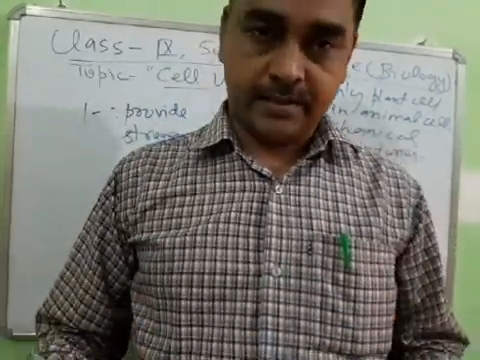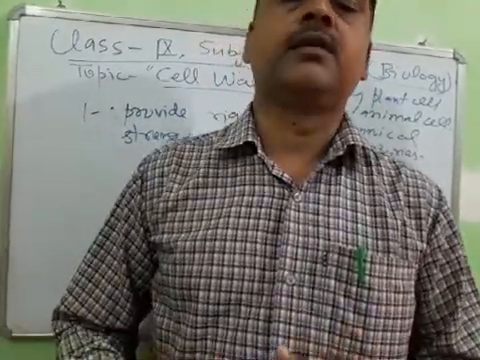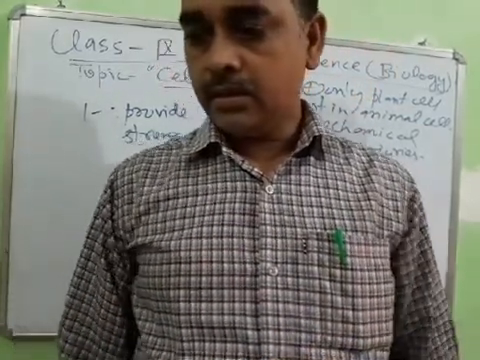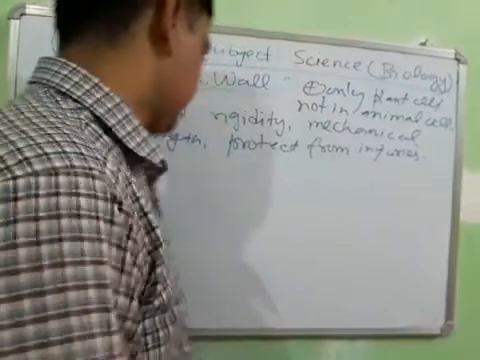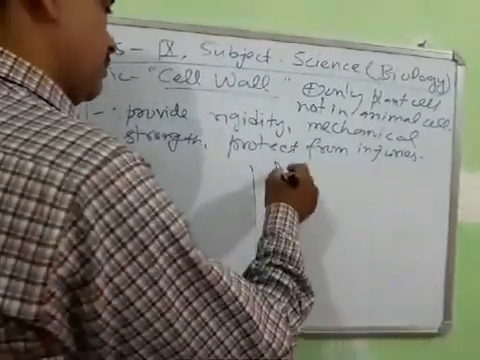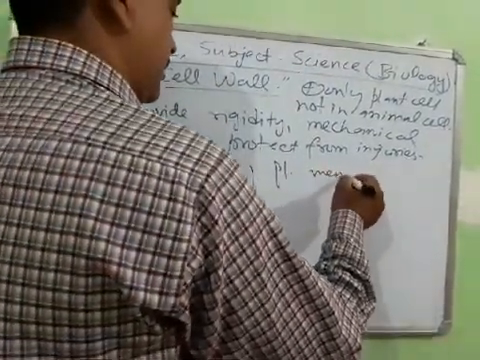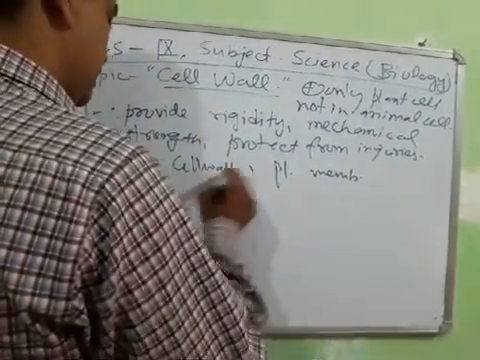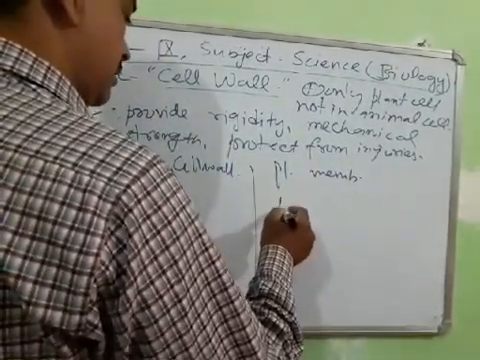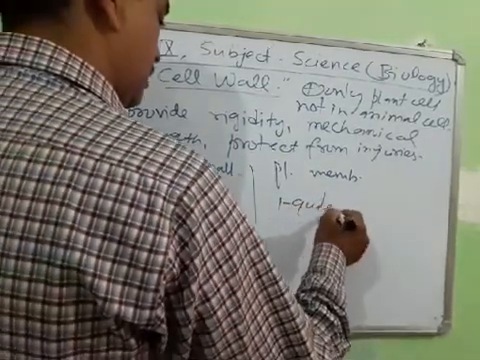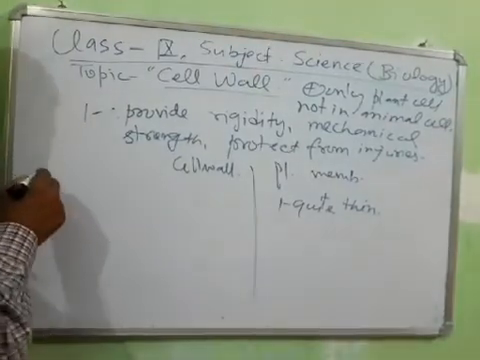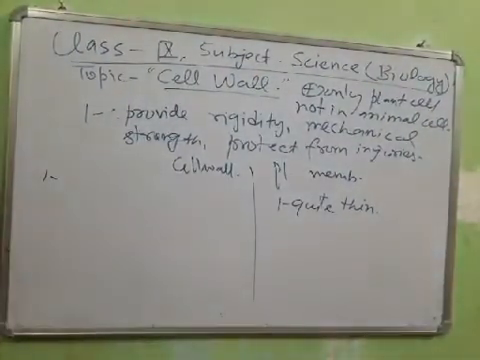What is the thickness of this cell? So the plasma membrane is quite thin. Plasma membrane and cell wall: this is quite thin. And students, what is this? The cell wall is quite thick.